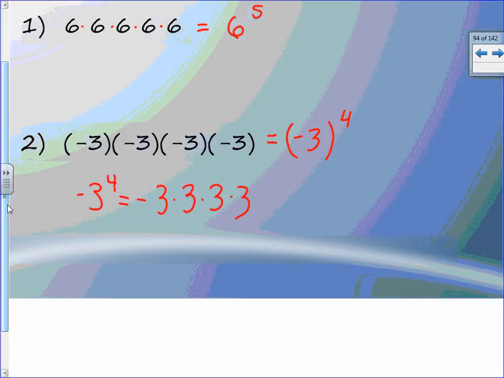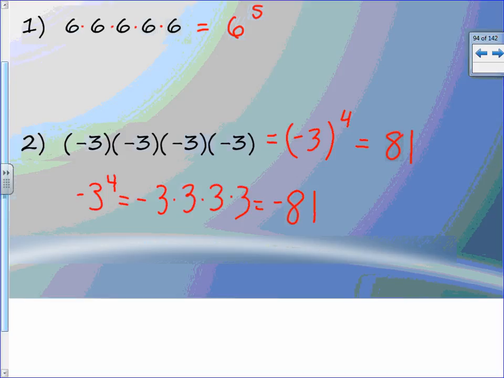So -3 to the 4th means that, and this is actually -81, (-3) to the 4th, taking a negative base, that's +81. So that's why it's very important to know what you mean here. Do you have a question?